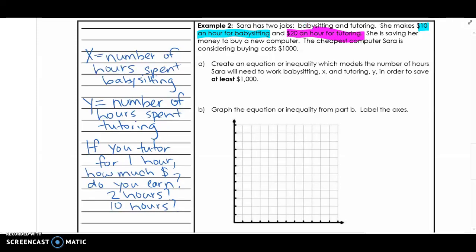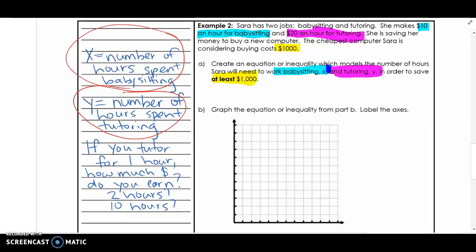And then we're given a total amount of money that she wants to have to buy a computer. So that means you're saving at least $1,000 by earning $10 per hour for babysitting and $20 per hour for tutoring. So the 2 unknowns in this situation would be, how many hours is she going to spend babysitting? And then how many hours is she going to spend tutoring? So we're going to let our variables X represent the number of hours spent babysitting, and Y will represent the number of hours spent tutoring.